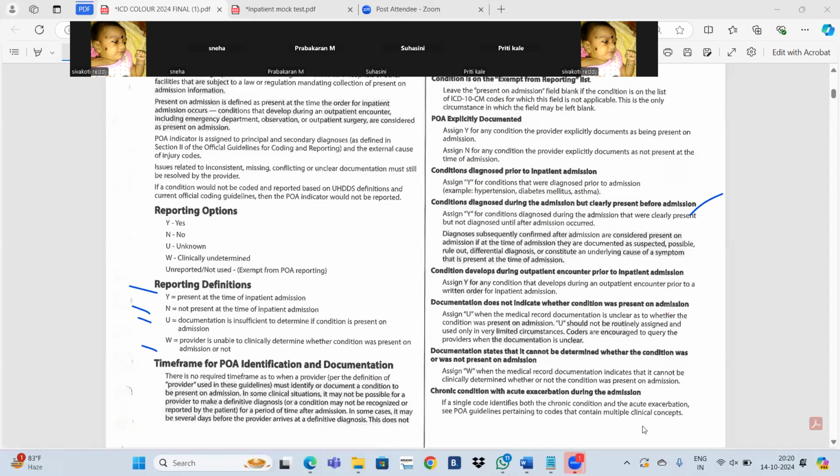So here you need to identify this gap: was the condition revealed or developed? If the condition was revealed, you need to give Y. That's the point: for a condition diagnosed during the admission but clearly present before admission, you need to give the Y indicator. Suppose when we go to the hospital, we express our condition or our symptoms to the physician.